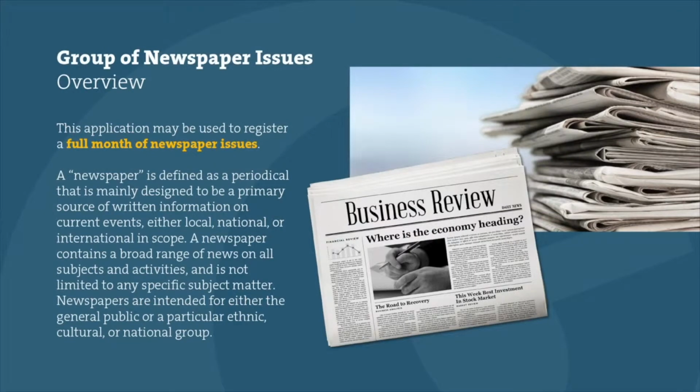This application may be used to register a full month of newspaper issues. A newspaper is defined as a periodical that is mainly designed to be a primary source of written information on current events, either local, national, or international in scope. A newspaper contains a broad range of news on all subjects and activities, and is not limited to any specific subject matter. Newspapers are intended for either the general public or a particular ethnic, cultural, or national group.